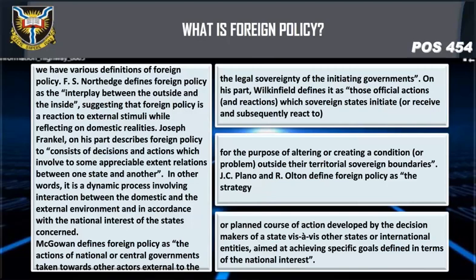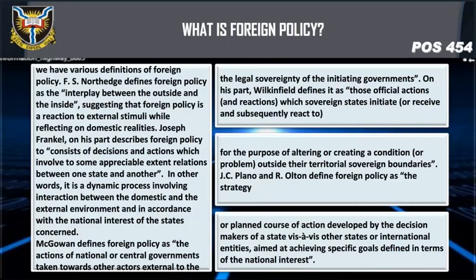In other words, it is a dynamic process involving interaction between the domestic and the external environment, in accordance with the national interests of the states concerned. Mark Gowon defines foreign policy as the actions of national or central government taken towards other actors external to the legal sovereignty of the initiating government. Wilkenfeld defines it as those official actions and reactions which sovereign states initiate or receive and subsequently react to, for the purpose of altering or creating a condition or problem outside their territorial sovereign boundaries.